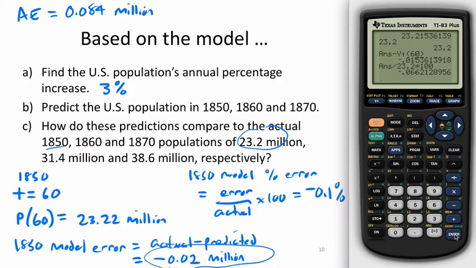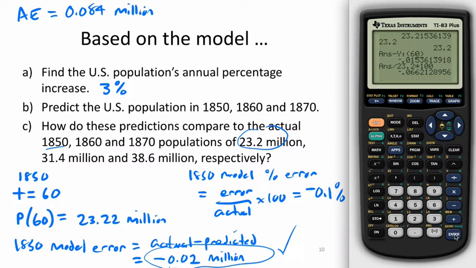The magnitude of this 1850 model error is positive 0.02, and so the magnitude of this error right here is less than the average error. That means that in 1850, the model performed within the error of the model itself. This is a great prediction. 1850 came out very nicely. Had we used this model prior to 1850 to predict the 1850 population, it turns out we would have done extremely well, gotten a very good prediction.